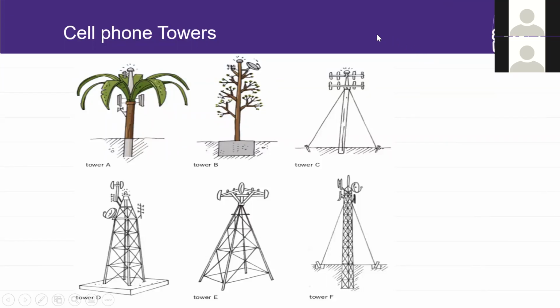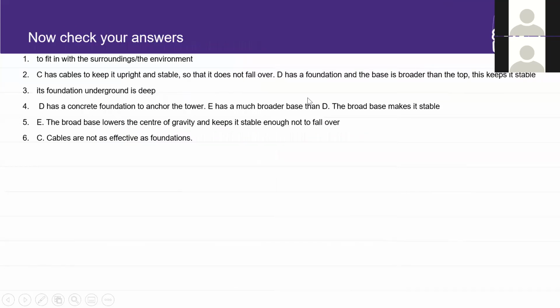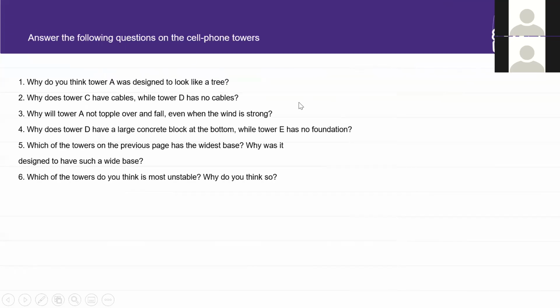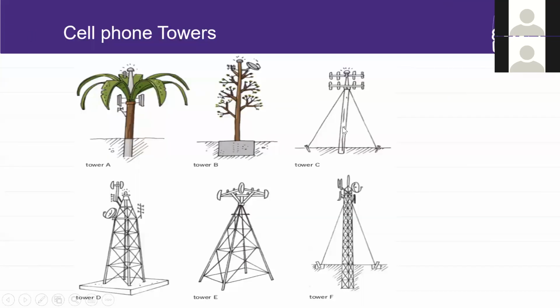Which one is most unstable? C. Cables are not as effective as the foundations. Let us look at C. You see, if anyone can come and cut the cables there on C, if anything happens to these cables, this cell phone tower will fall.